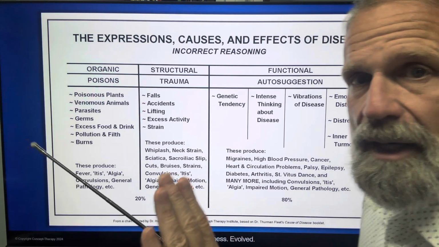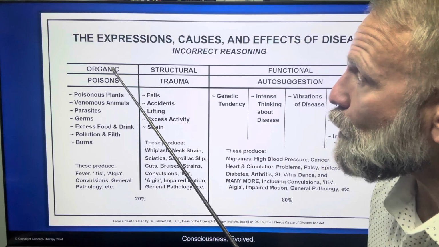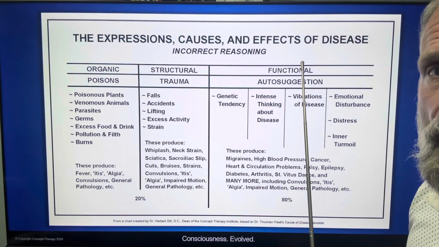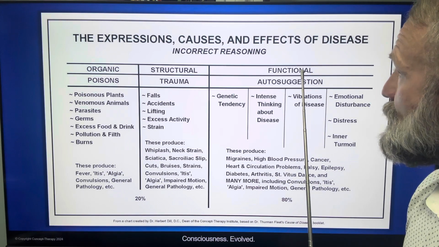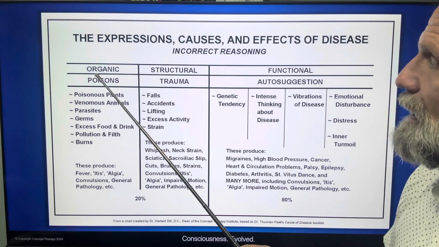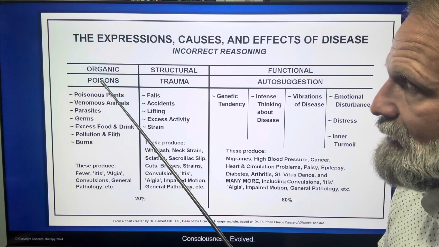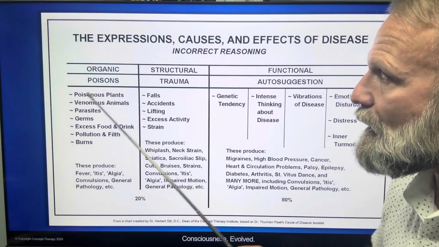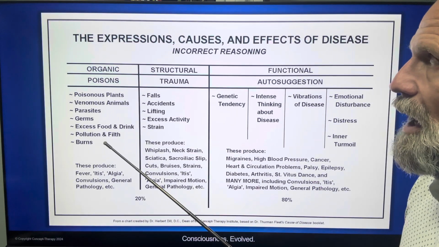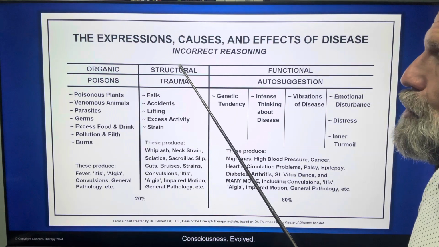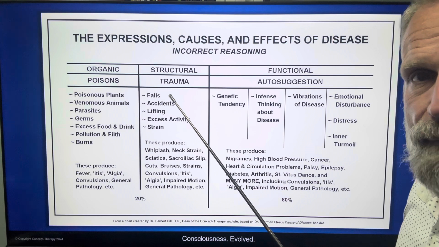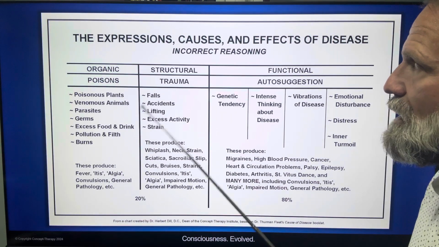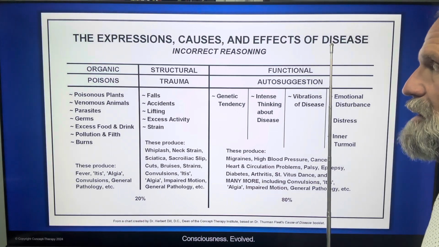It can express in a couple of ways. Here's the expression: organic expression of disease, structural expression of disease, or an autosuggestive impression, or a functional. Now, organic shows up as poisons. So if you had a poisonous plant or a parasite or a germ, that could be a cause of disease. Structurally, we could have trauma like falls and slips and trips and things like this. These causes could have caused certain diseases.